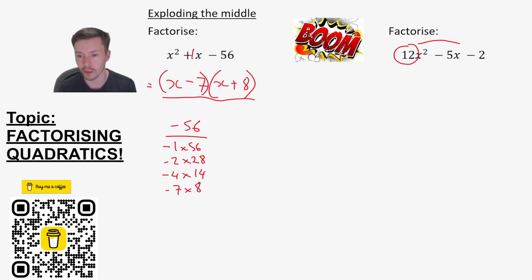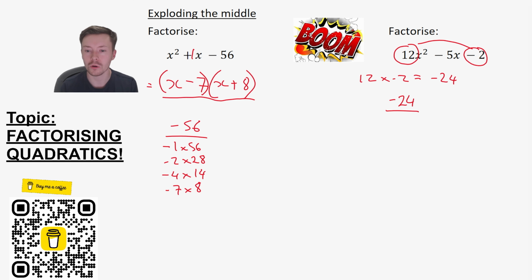Okay, now what we want to do here is write down the factor pairs of negative 24, and we want to find the factor pair which adds to negative 5. So let's start going through it systematically. Negative 1 times 24, negative 2 times 12, negative 3 times 8. Well, that will add to 5, not negative 5, but it's pretty close.